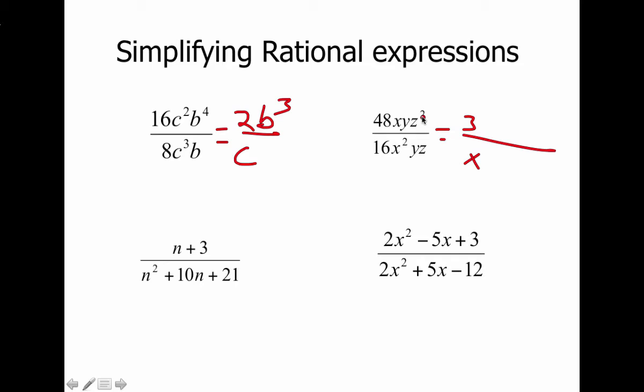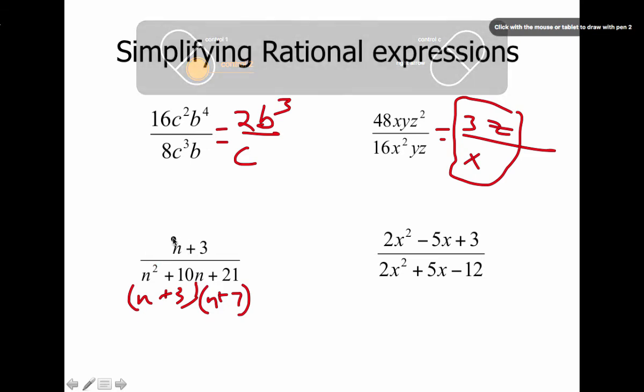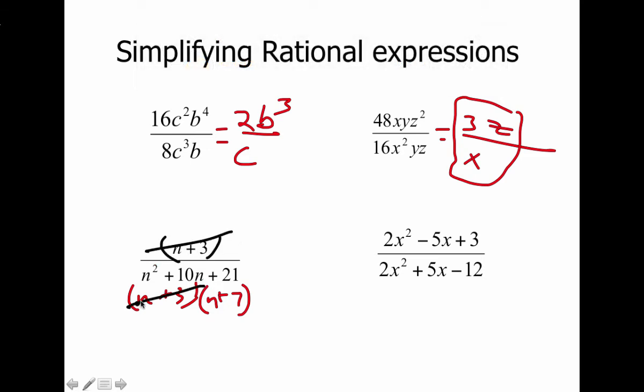Y and y, they both disappear. Z squared and z, I have 1 on top. 3z over x. Here I'm going to want to factor the denominator first. What do you multiply for 21 and add for 10? 3 and 7. Now take a look. This n plus 3 cancel out, and I would get 1 over n plus 7.